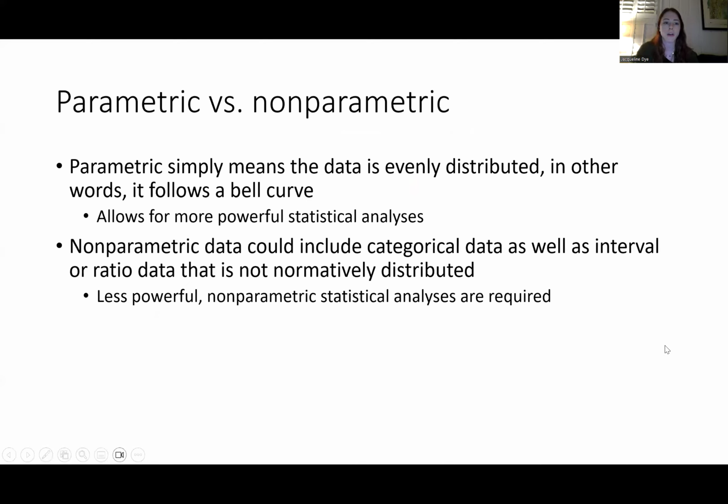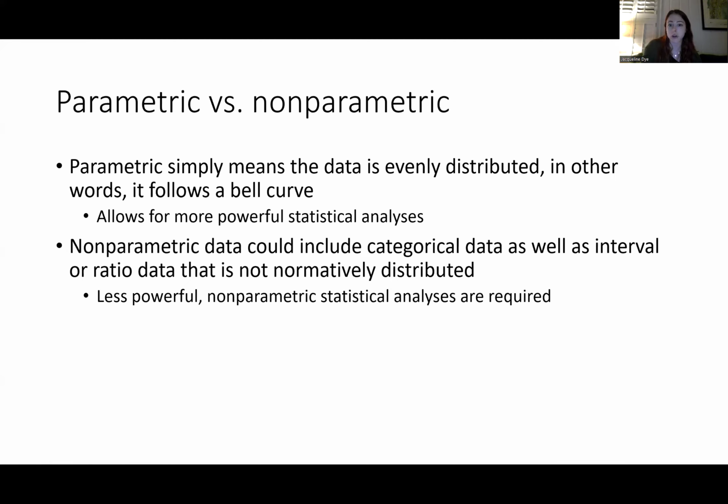And just real quick, you'll hear these terms: parametric versus non-parametric data. Parametric simply means that the data is evenly distributed. So in other words, it follows that nice bell curve. It's symmetrical. This allows for more powerful statistical analyses. More of the common statistical tests that you'll see are going to be parametric tests.